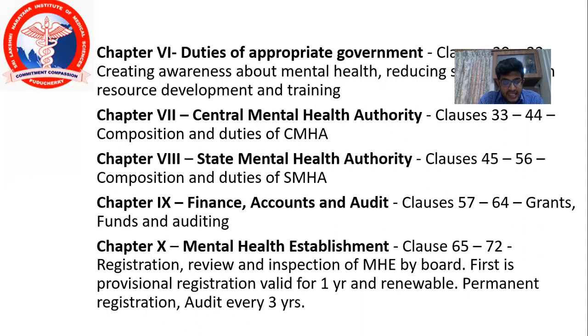And chapter 9 deals with finance, accounts, and audit. Clauses 57 to 64 deal with the grants, funds, and auditing. Chapter 10 deals with the mental health establishment, that is clauses 65 to 72. It deals with the registration, review, and inspection of the mental health establishment by the board. First is provisional registration valid for 1 year, and that is renewable. And then permanent registration along with audit every 3 years.